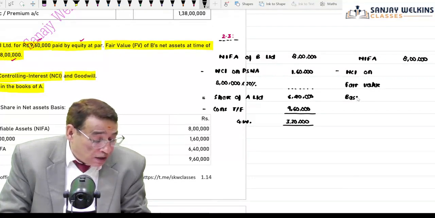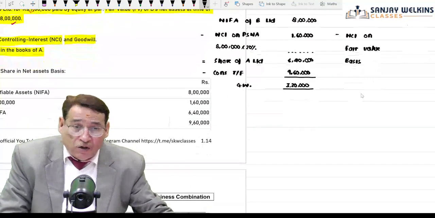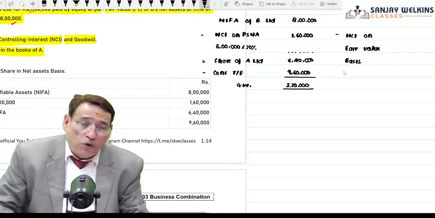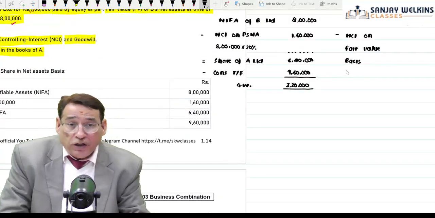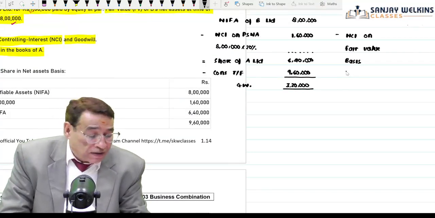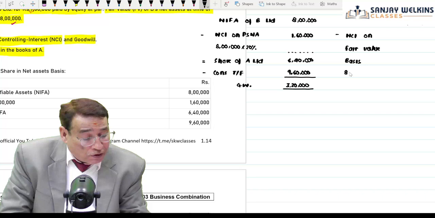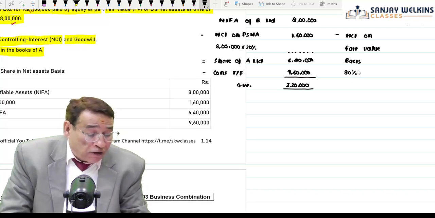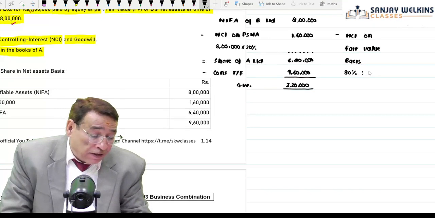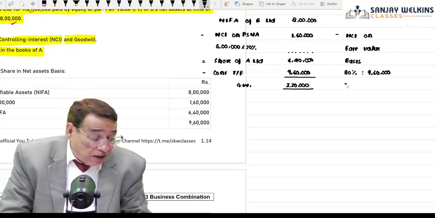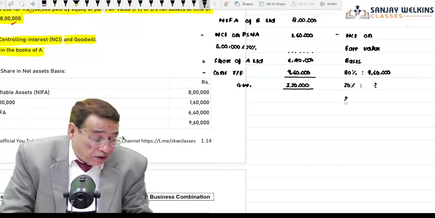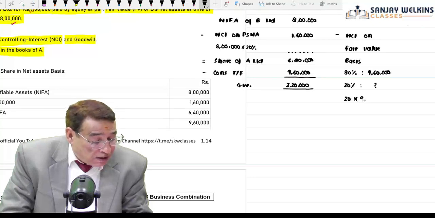First of all, how am I going to compute the value of NCI on fair value basis? I have told you on several occasions that whenever you need to find out NCI on fair value basis, always take into account the proportion of acquirer. Proportion of acquirer is 80%. And for 80%, acquirer is paying 9,60,000. So that is considered as fair value of 80%. So we need to find out the fair value of 20%, which will be 20 into 9,60,000 divided by 80.